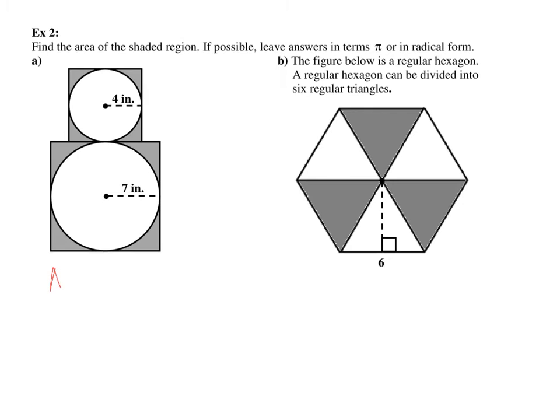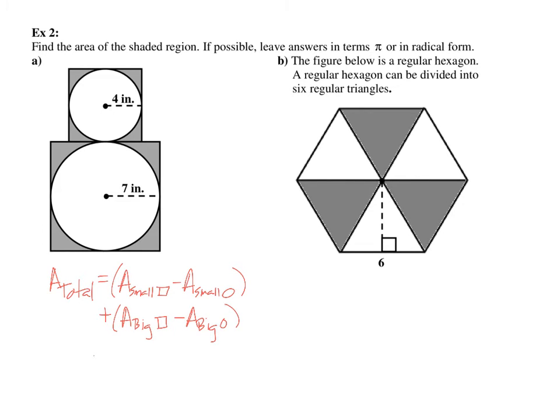All right, so area total will be equal to, I'm going to put in parentheses, the area of the small square minus the area of the small circle. And that's going to be plus the area of the big square minus the area of the big circle.